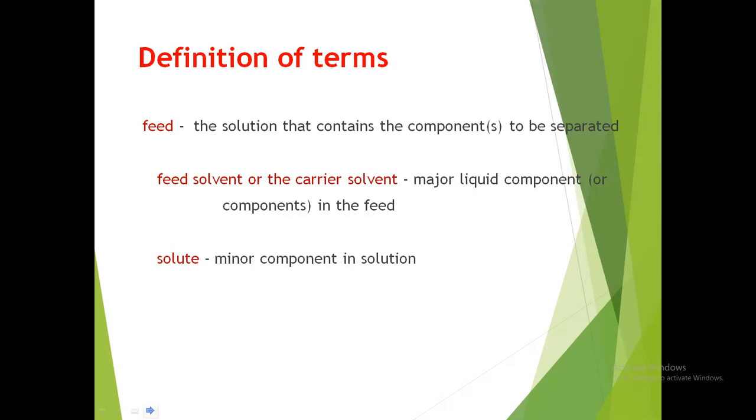Now we go to the definition of terms. So we have the feed. Our feed is the solution that contains the components to be separated, and it constitutes the solvent, or we refer to it as the carrier solvent, and the solute. Now, how do you know that A is the solute and B is the carrier solvent? The component that is present in the least amount in your feed is your solute. So if it's present in just, let's say, 1% or 2%, then that's your solute. The rest are viewed as your carrier solvent. So it's the major liquid component in your feed.